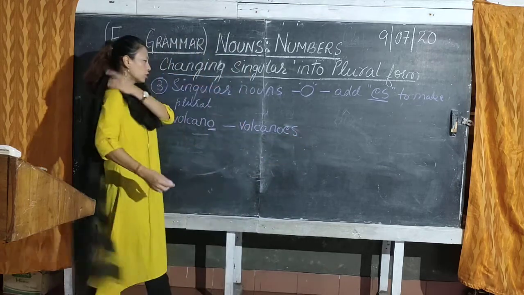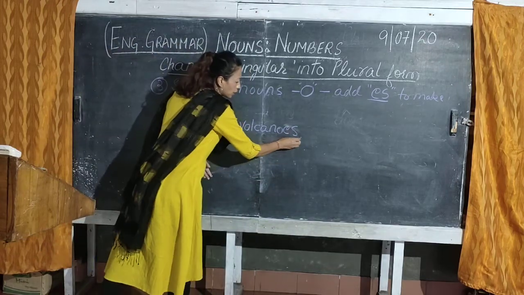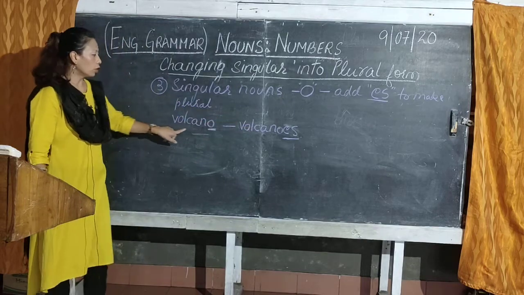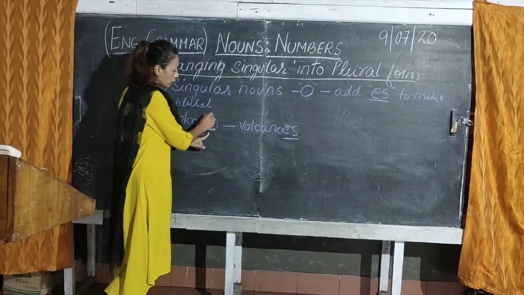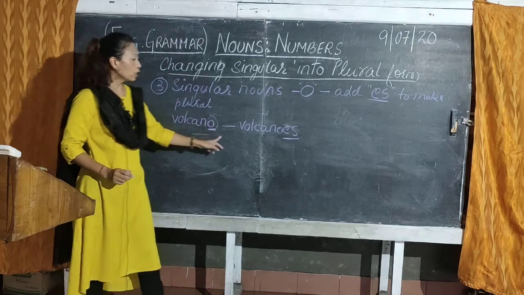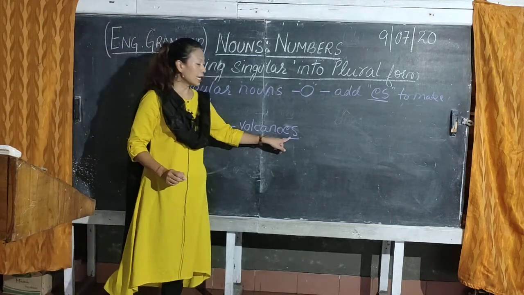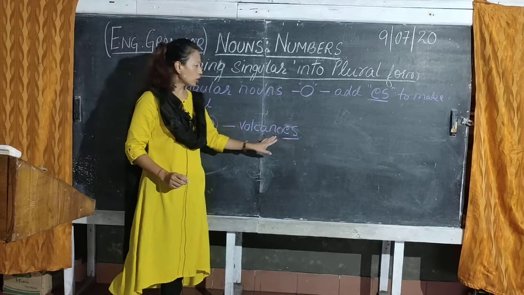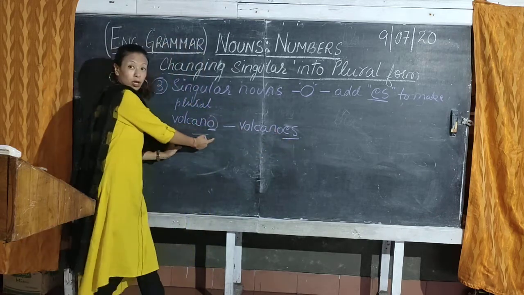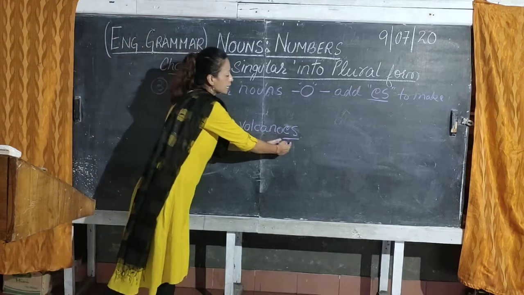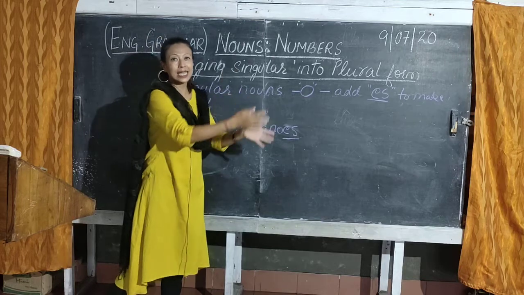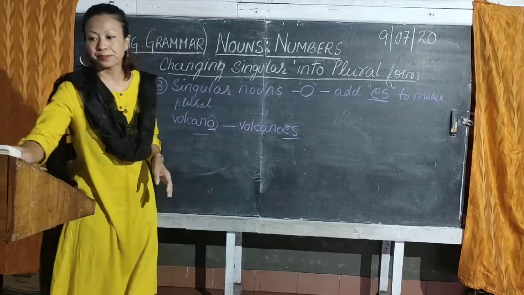So do you see here, children, what I have done? We have added ES. Volcano, one letter here, which you can see, right? So it changes into ES. So you have not removed any letter. You have not made any changes to this word, but you are just adding another two letters to make it plural, which is ES. Alright?